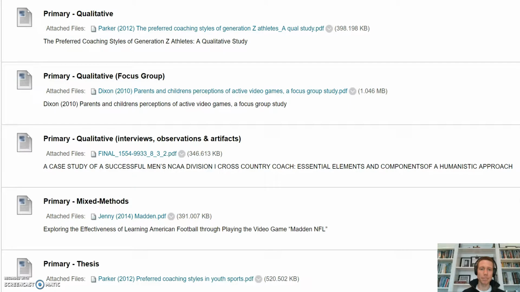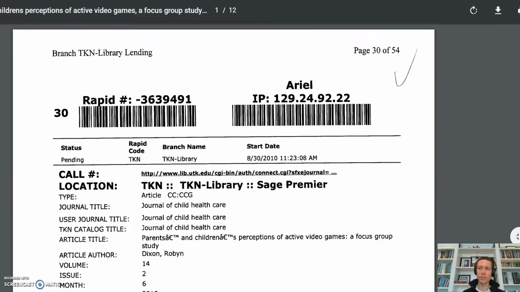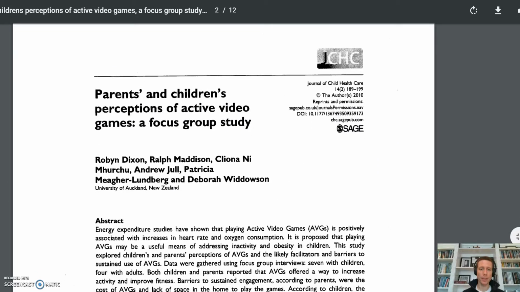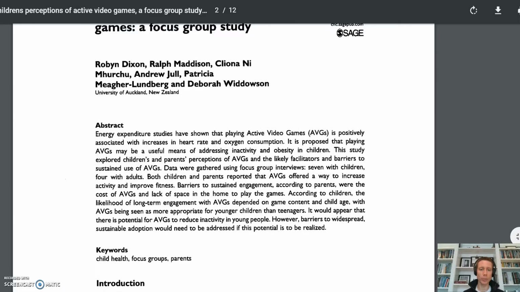So now that was interviews. Here's another study which is qualitative, which is focus groups. So focus group is another type of qualitative primary research article type. But a focus group is where you have more than one person in a room and you're getting the opinion of a group.